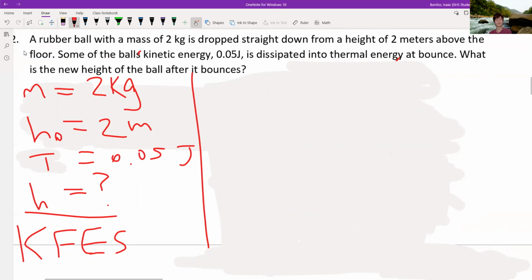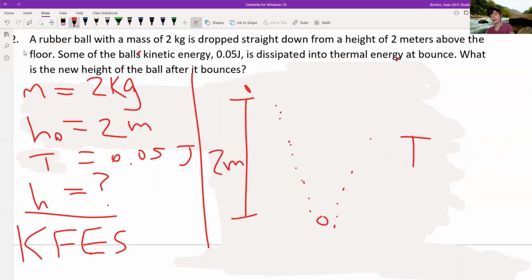So there's a rubber ball that's dropped straight down from a height. So let's just see that. There's a height of 2 meters. It's dropped, and then it bounces, and it's asking, what is the new height? That's what we're trying to find. The eraser's not working, that's why I have to use this. At least it wasn't working earlier.